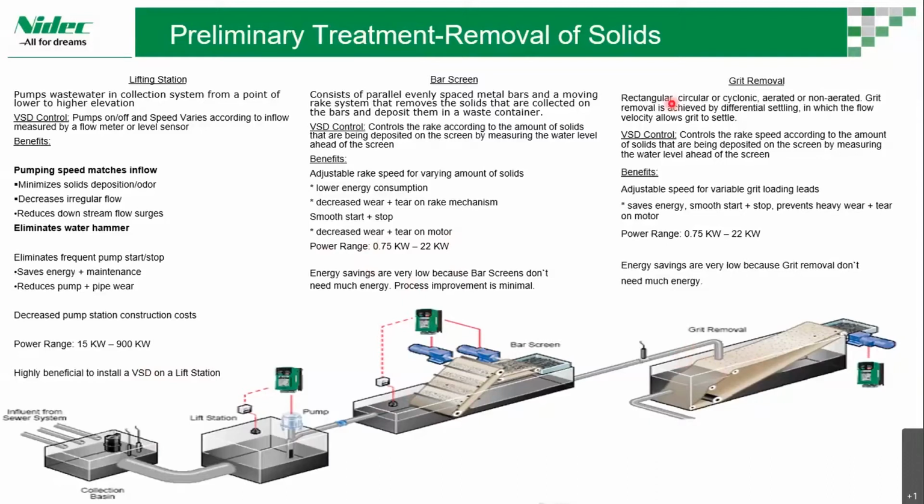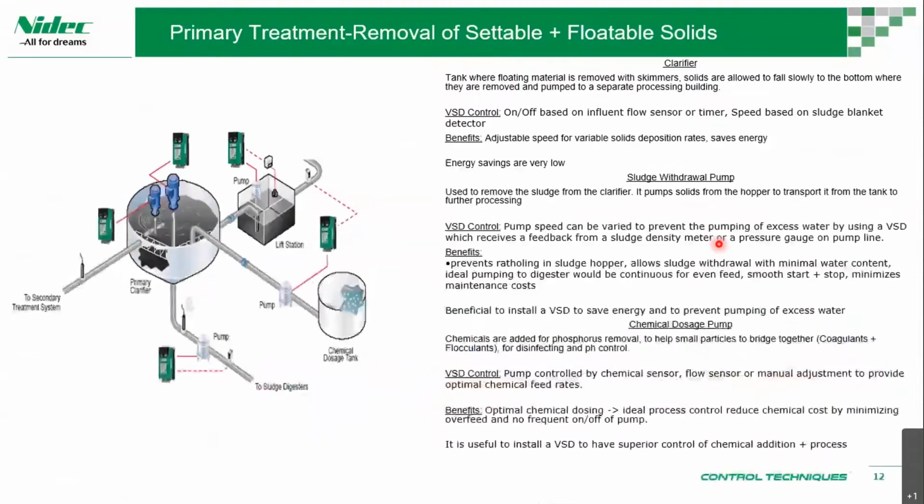Coming to the third stage, which is the grit removal stage that we already mentioned, there are rectangular, circular and cyclonic aerated types, which can remove settling particles. Again, we can use a VFD on this particular portion. In the same way, the power range goes from 0.75 to 22 kilowatt.